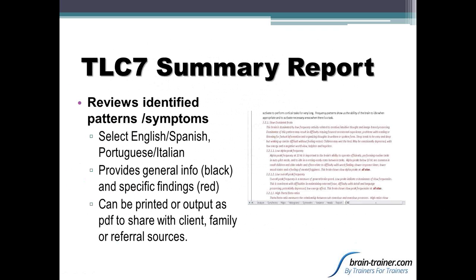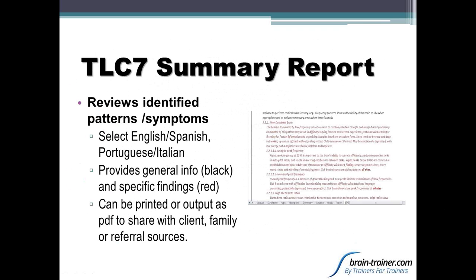The TLC7 can be done in English, Spanish, Portuguese, or Italian. We have German underway, and you know, other languages are available if people are interested in them. But by clicking a button on this file, you change the entire file to that new language. The report changes, training plan changes, all of the graphs change.